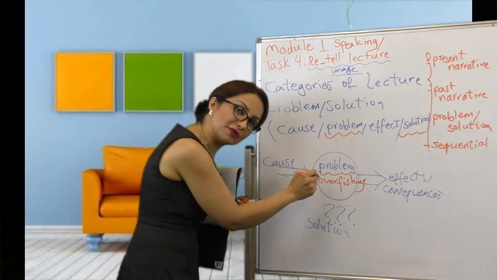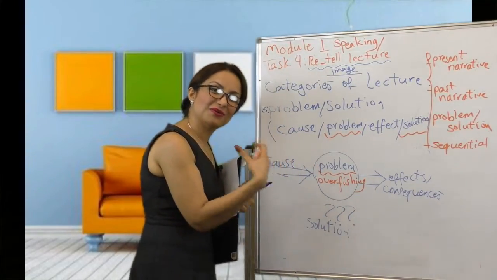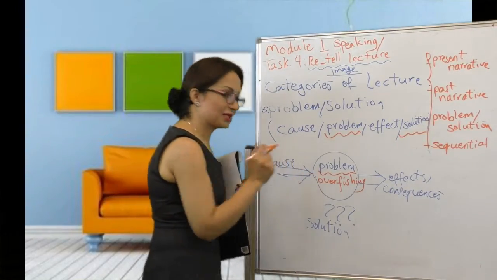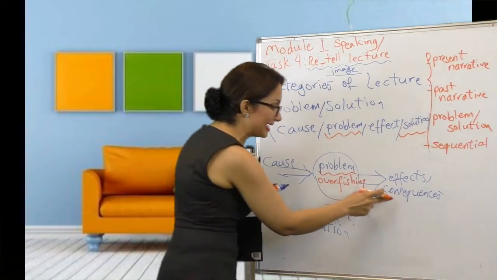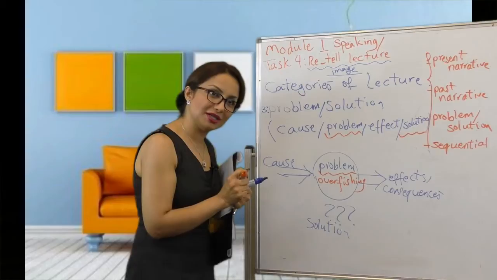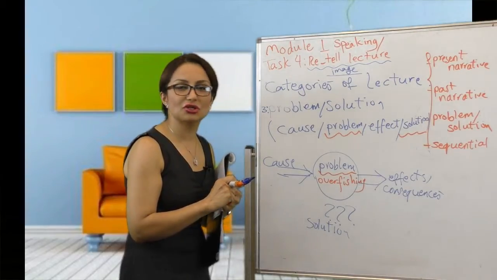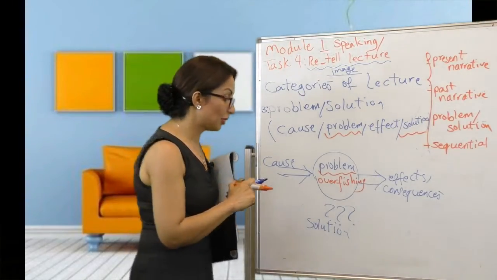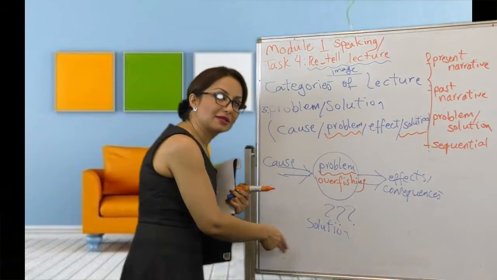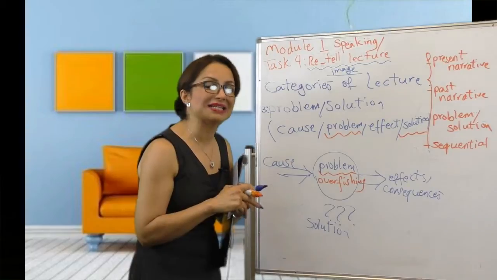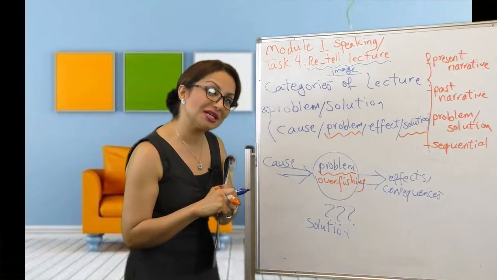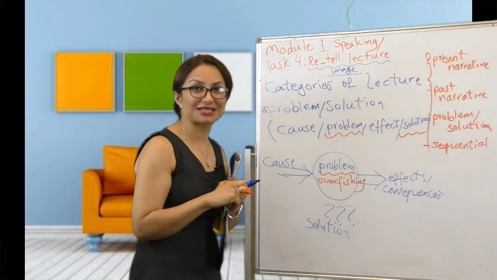How about the cause of this problem? Lack of proper management, or mismanagement, was the cause of this problem. Did the lecture say anything about the consequences or effects of overfishing? No, there was no consequence, no effect, but the solution was there. What was the solution? The solution was implementing proper protection rules and regulations in order to protect the marine ecosystem.